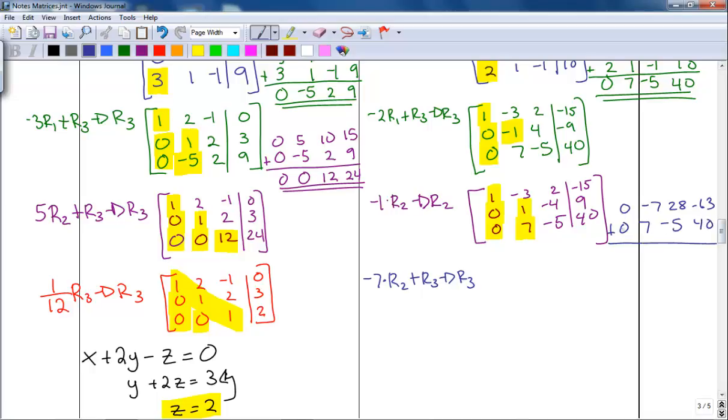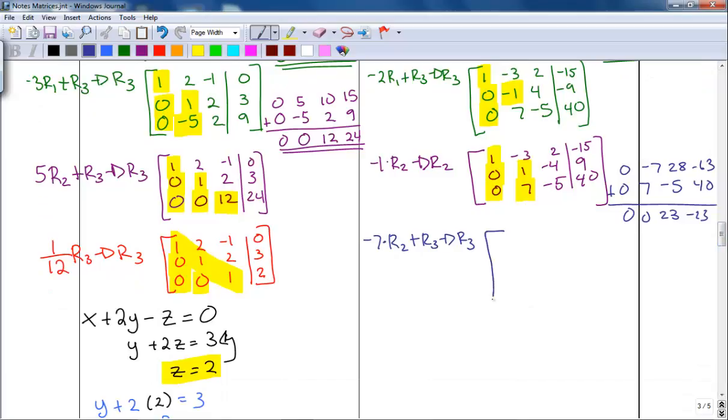Right, if I add down, 0 plus 0 is 0, -7 plus 7 is 0, 28 plus a -5 gives 23, and -63 plus a +40 gives a -23. So that's my new third row. So if I write my augmented matrix, I now have 1, -3, 2, -15. The first row didn't change. 0, 1, -4, and 9. The second row didn't change. And my new third row is 0, 0, 23, and -23.